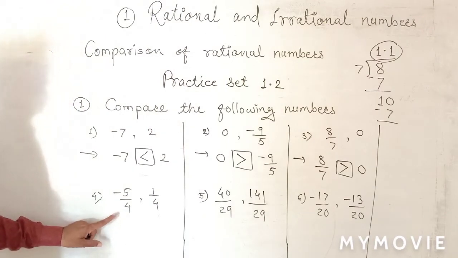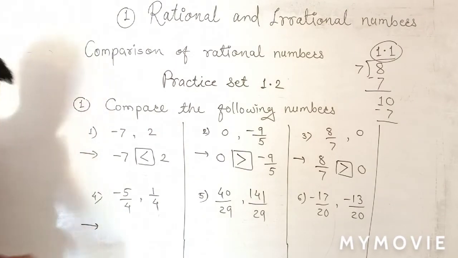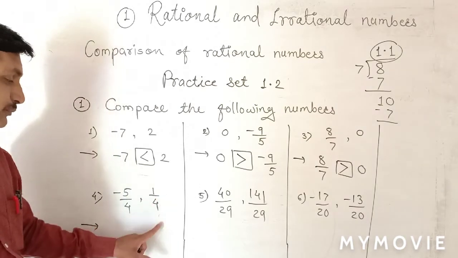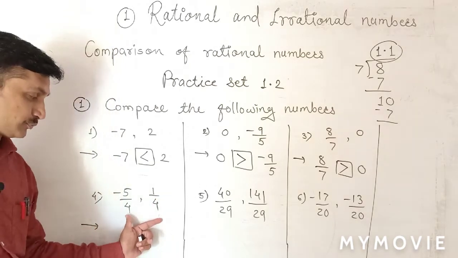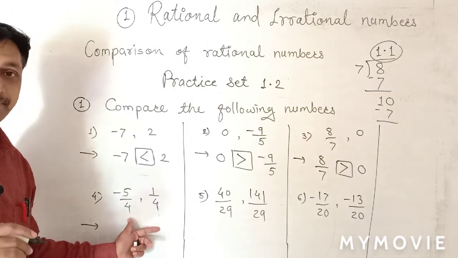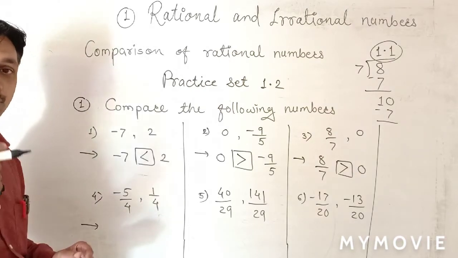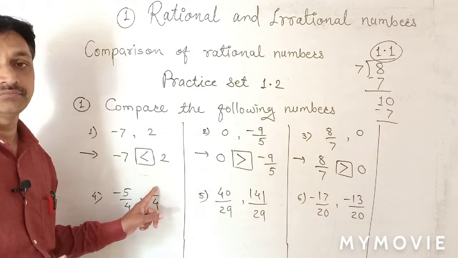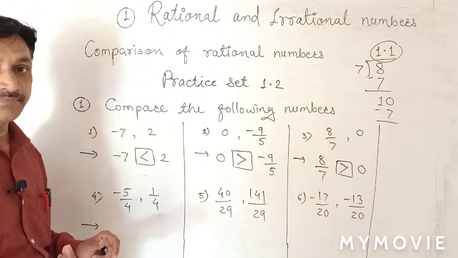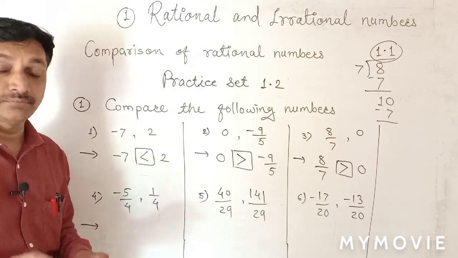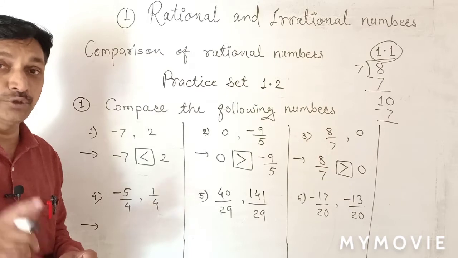Now here, fourth pair, -5 upon 4 and the second is 1 upon 4. If you observe, both denominators are the same, and when both denominators are the same, we have to compare the numerators directly. Suppose that denominators are not there, but only when they are equal.